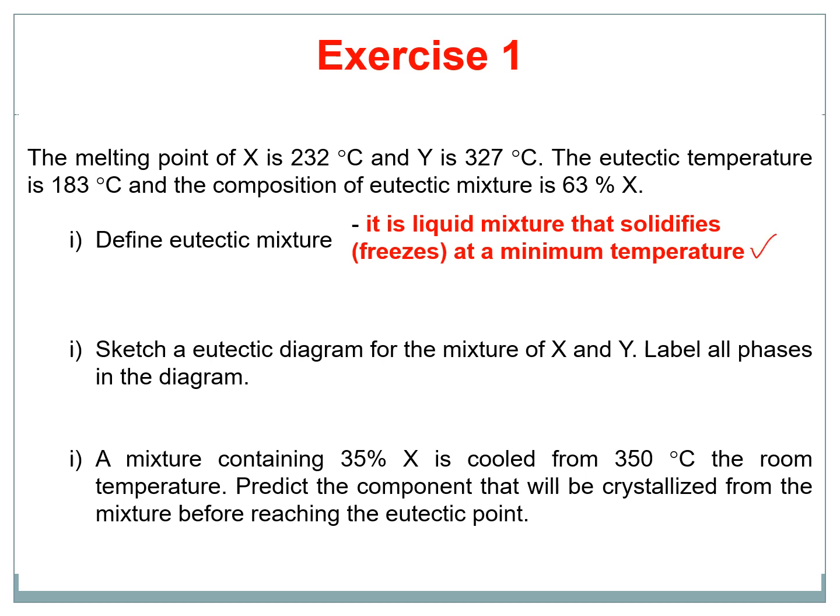Second question, sketch a eutectic diagram for the mixture of X and Y. Label the phases in the diagram. Given information is the melting point of X is 232 degrees Celsius. Melting point for Y is 327 degrees Celsius. And the eutectic temperature is 183 degrees Celsius and the composition of eutectic mixture is 63% X.